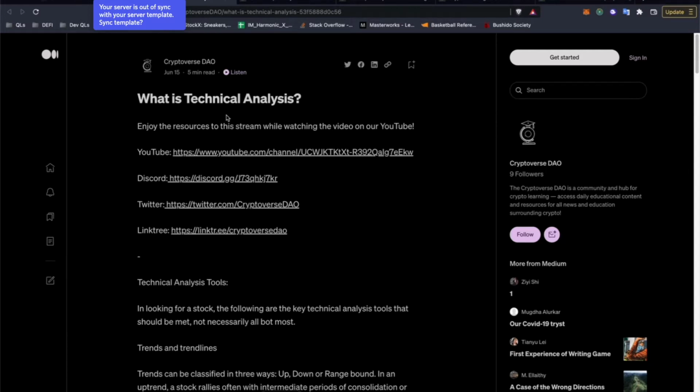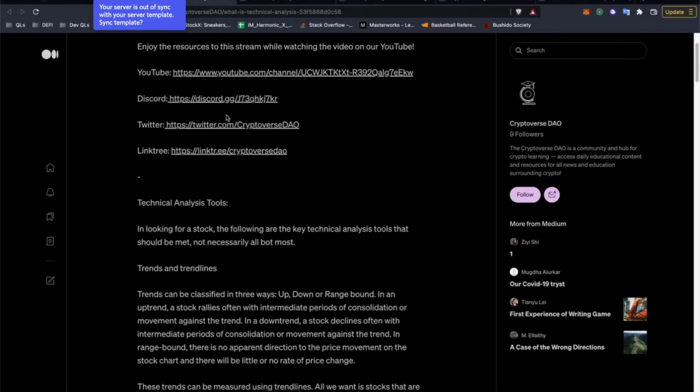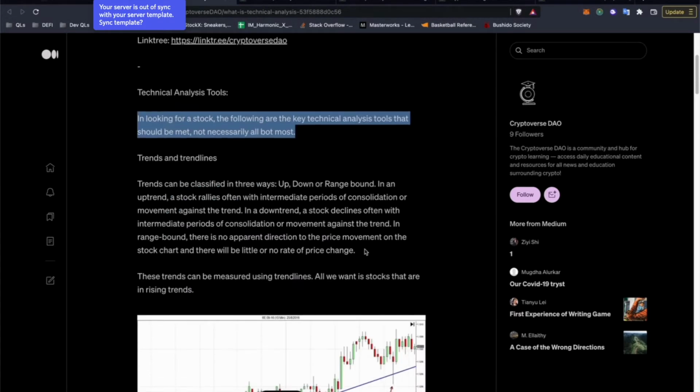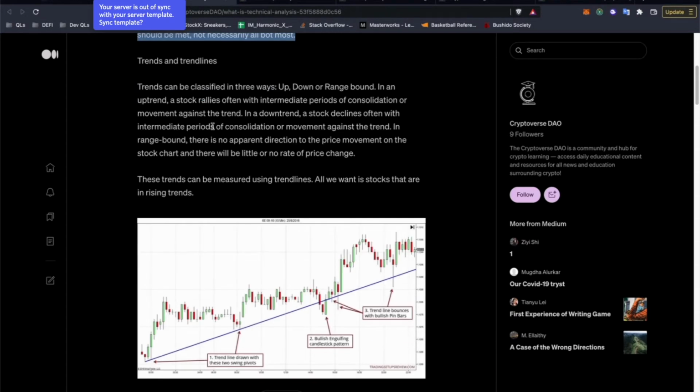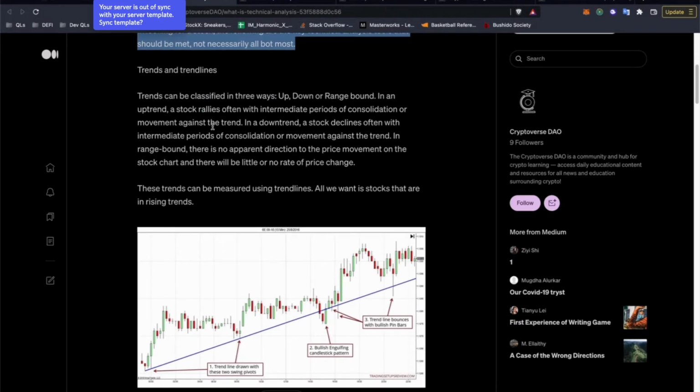So here's what a technical analysis is, right? It's basically an analysis of charts in super simple terms. In looking for a stock, the following are the key technical analysis tools that should be met. Not necessarily all, but most. Trends and trend lines. Trends can be classified in three ways: up, down, or range bound.